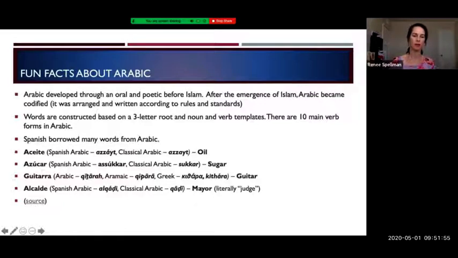And then you have this word here, which comes from qadi, which actually means judge, like at a court, for example, qadi. And here in Spanish it is alcalde, mayor. So there are a lot more words that Spanish has borrowed, but these are just some examples.